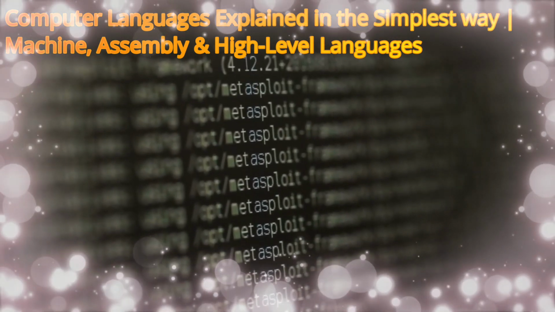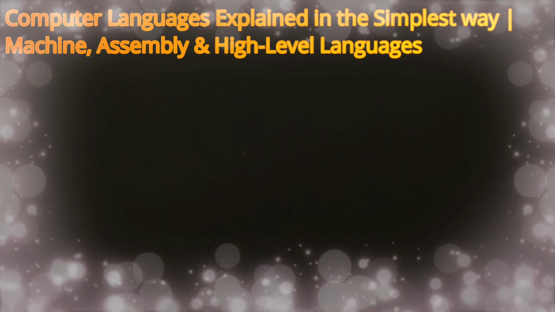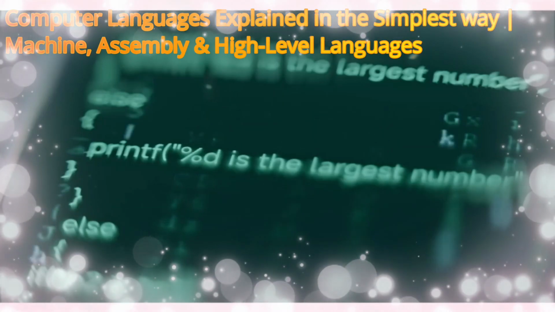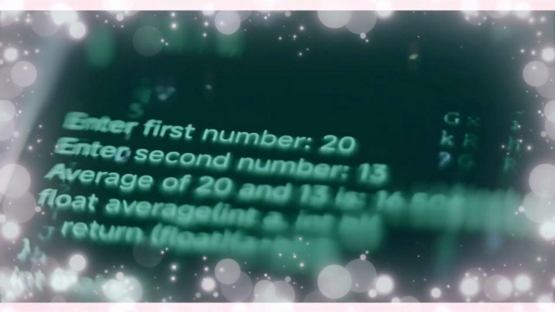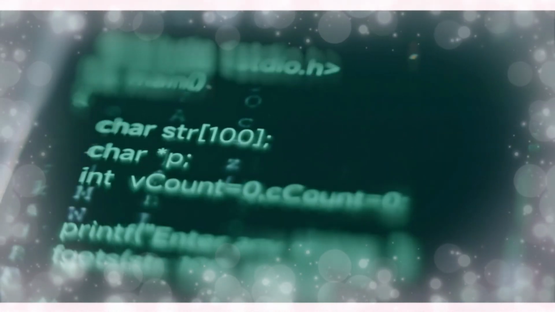What is a computer language? A computer language is a way for humans to communicate with computers. Just like we use English, Hindi, or Spanish to talk to each other, we use computer languages to talk to machines. These languages tell computers what to do, step by step.